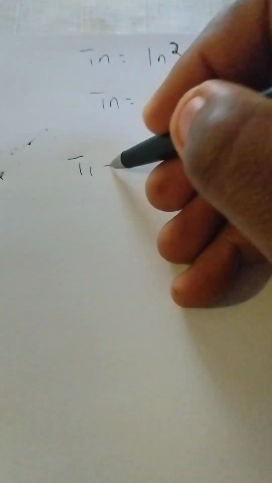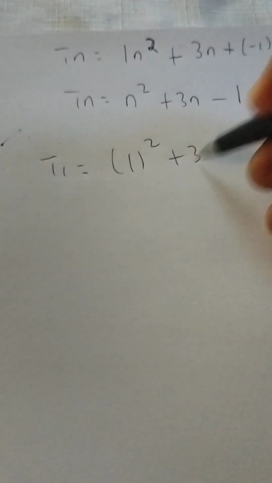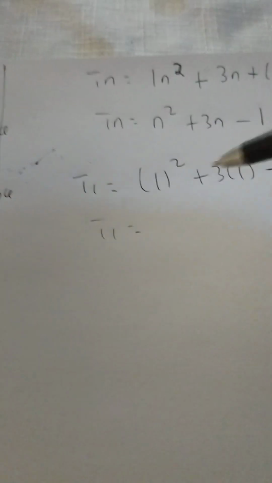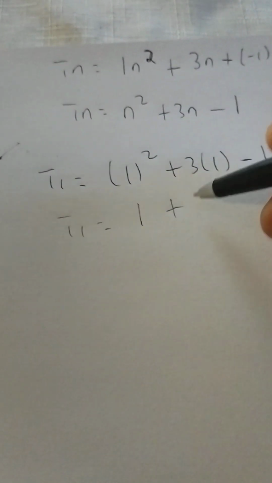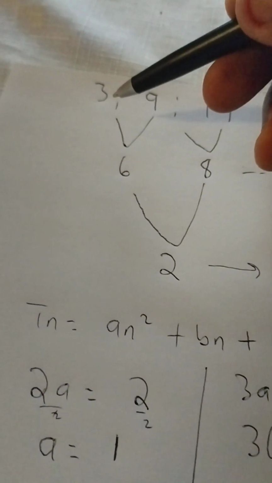So to find my T1, wherever I see n, I'm going to put 1. This will be 1 squared plus 3 times 1, then minus 1. What is 1 squared? 1 squared will be 1, plus 3, minus 1. So my T1 will be 1 plus 3, that will be 4, 4 minus 1, that will be 3. So T1 will be 3, which so far is going with my sequence, which is 3.